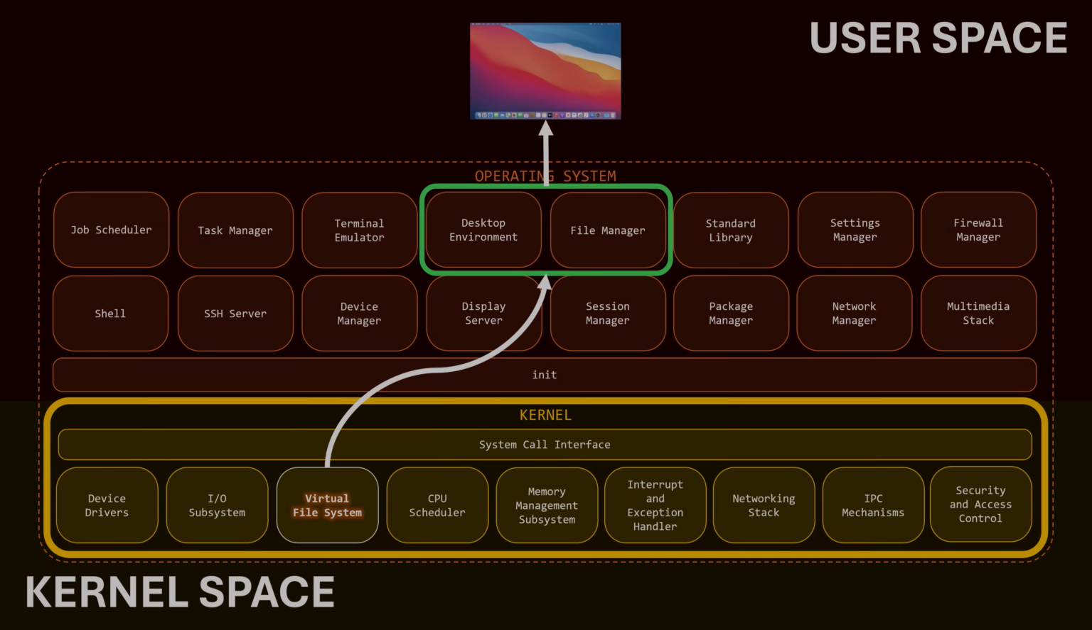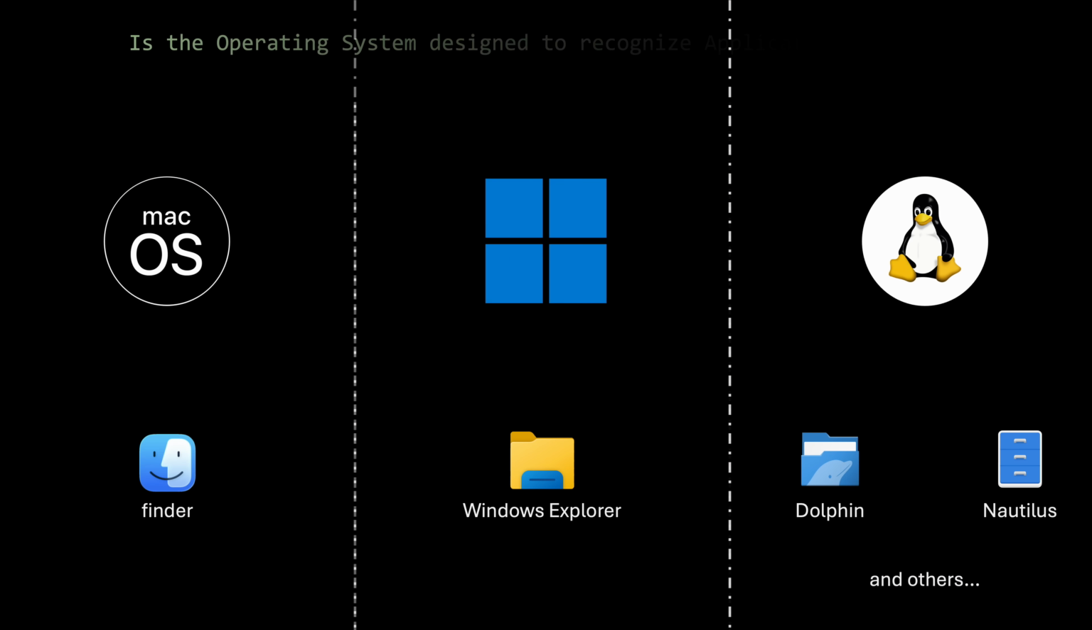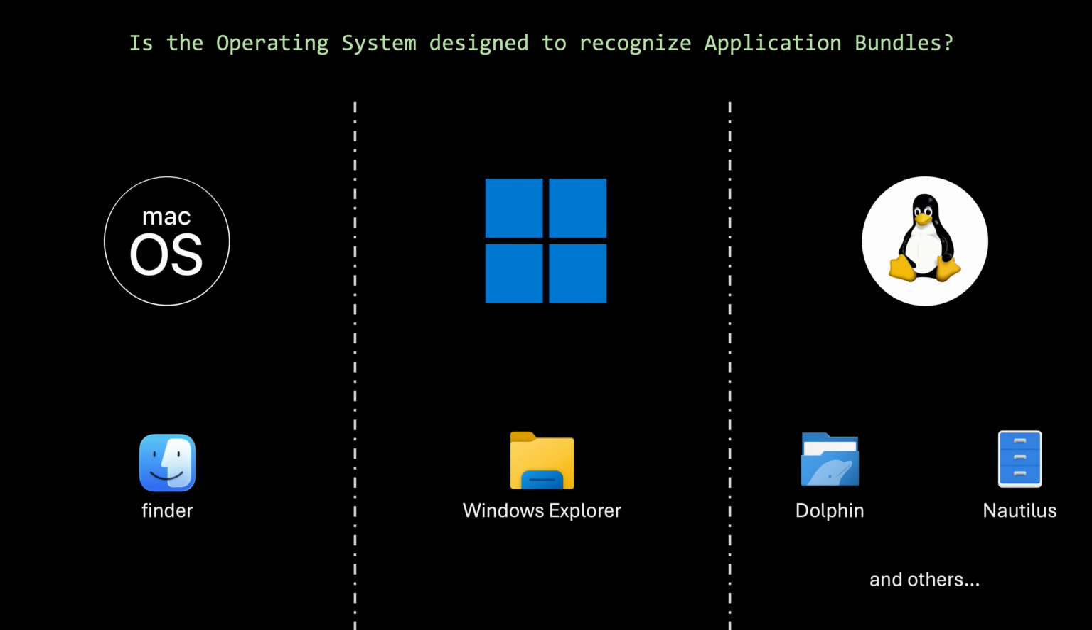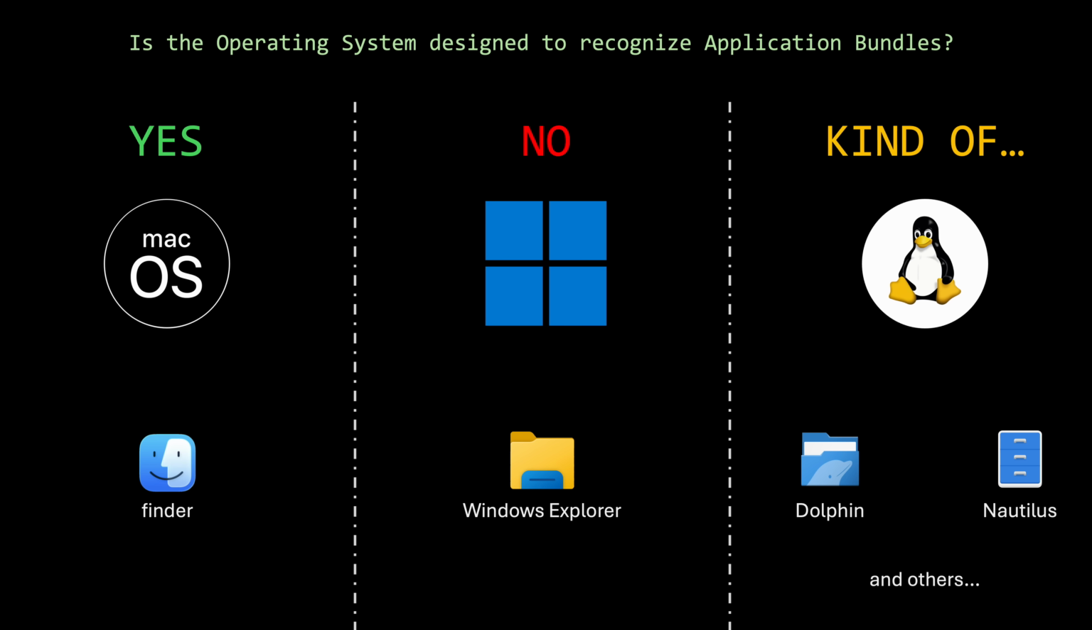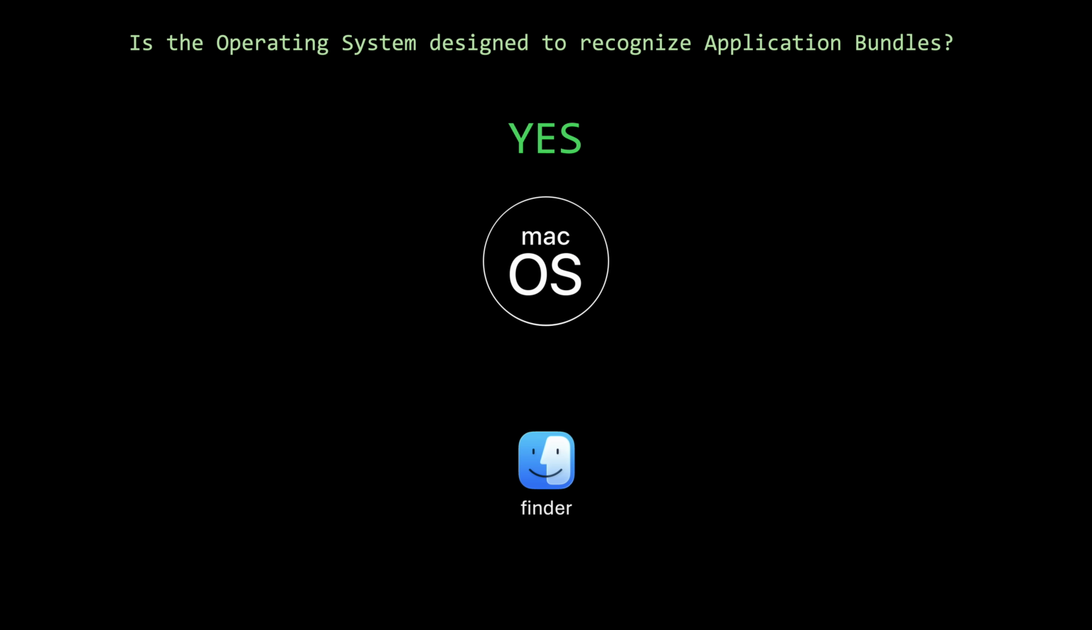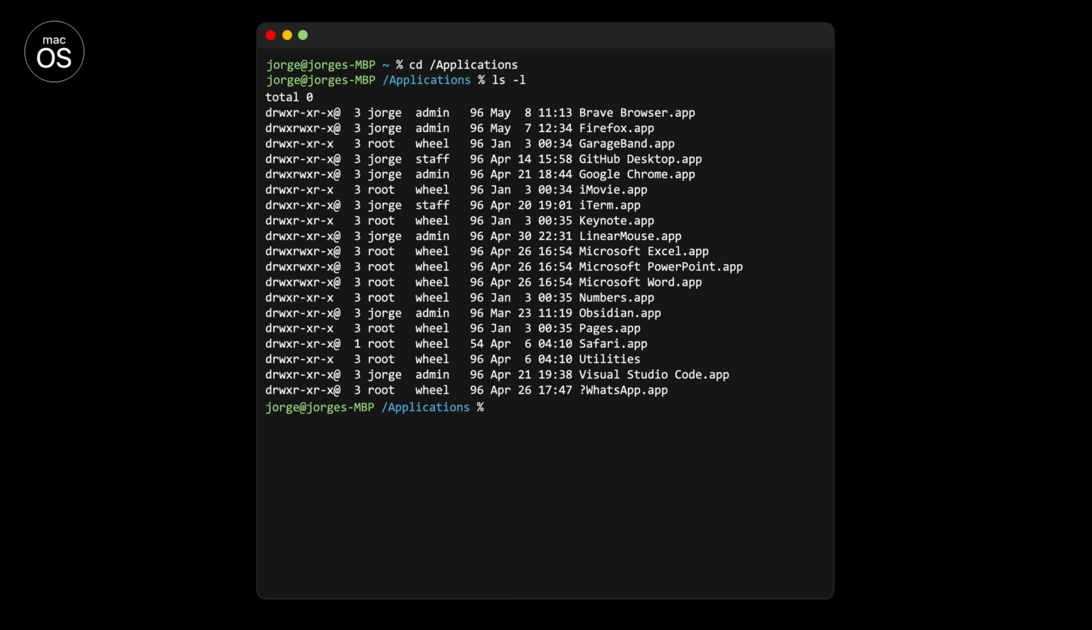So the question we need to answer before continuing is this. Is the operating system aware of application bundles? The answer, like almost everything we cover here, is very interesting. Let's start with macOS. macOS is indeed designed to recognize application bundles, but if we, as developers, want our bundles to be recognized correctly, we need to follow certain conventions. The first one is the .app extension.